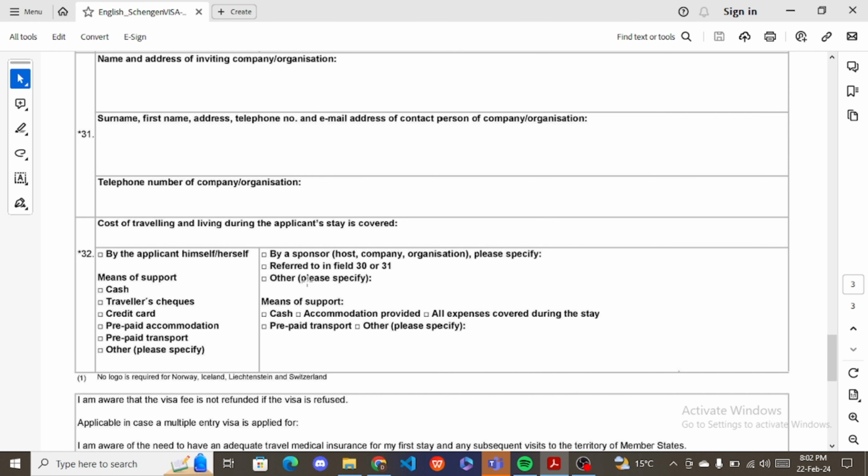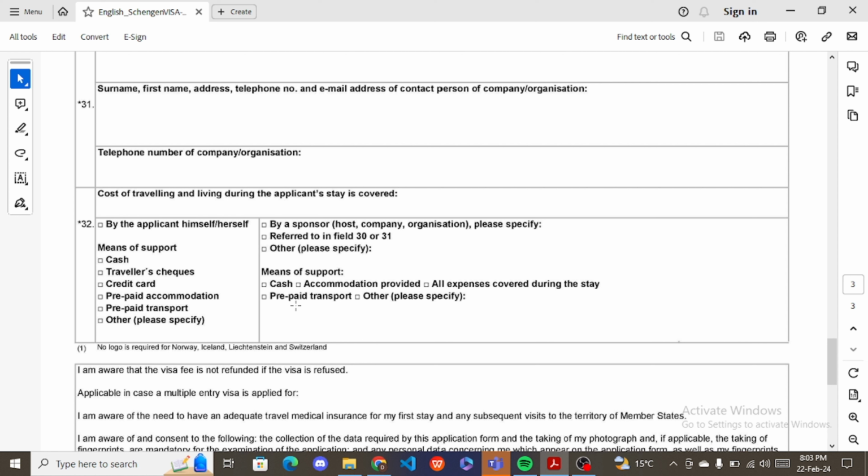Then other, please specify. If you have any other thing you want to specify, or you feel the person sponsoring you is not included in these options, host, company, or organization, if there is any other information you just want to let them know, then tick on other, and then you can use the little space available to explain and just specify.